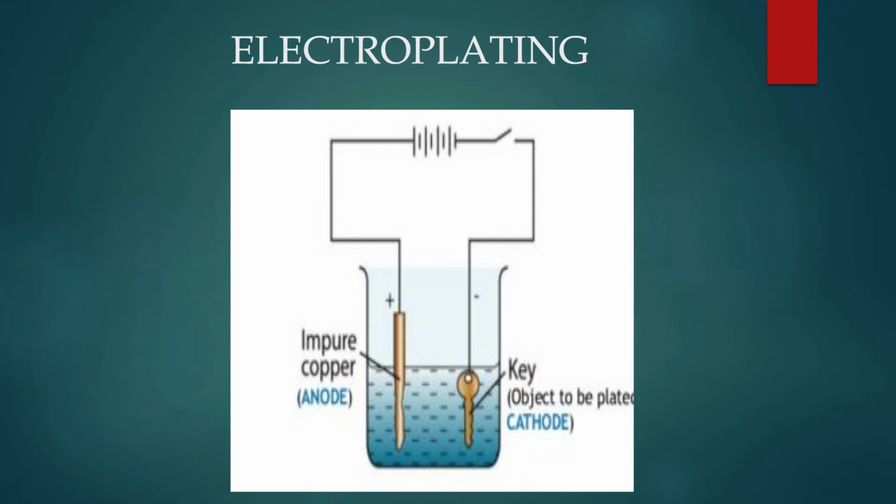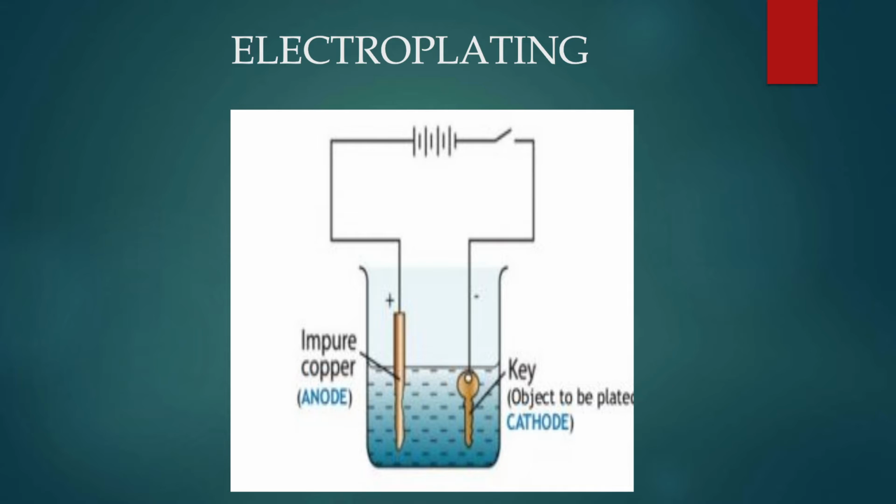Now let's see what is electroplating. But before explaining you what is electroplating, let me just brief what is electrolysis. Electrolysis is the chemical decomposition of a substance into ions in the presence of electricity. So this electroplating is possible through electrolysis. Now in this slide we see the setup of how to coat an iron key with copper using electrolysis.